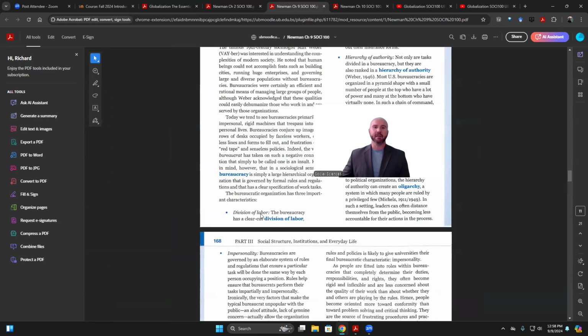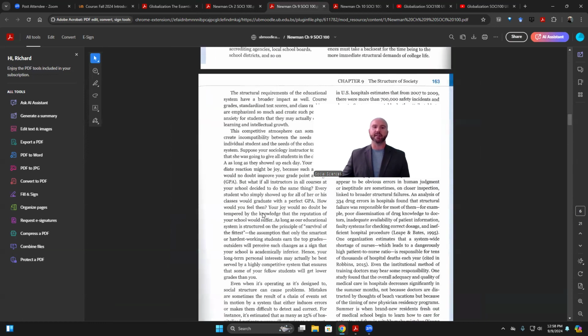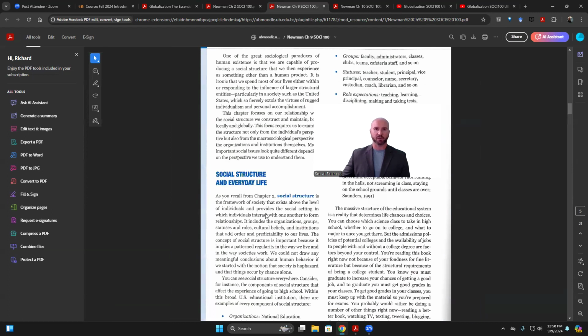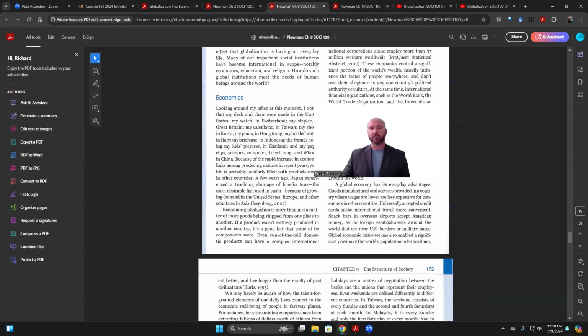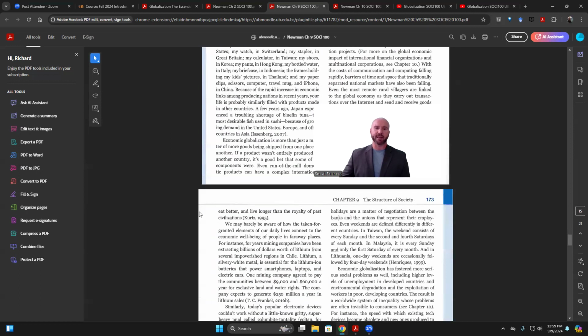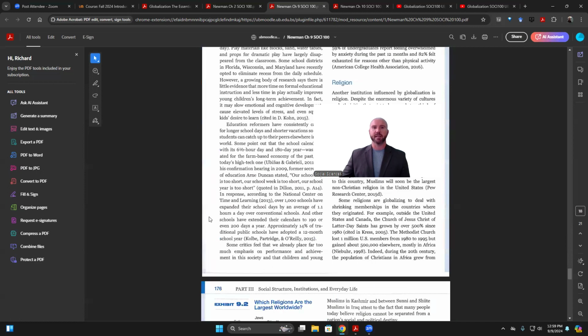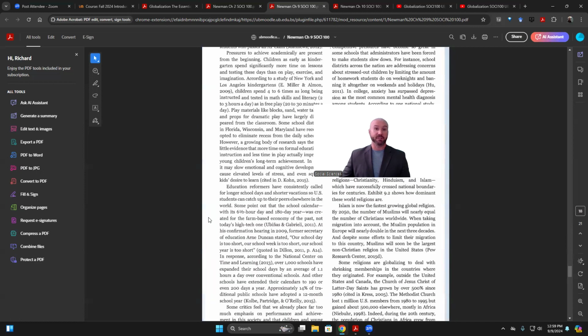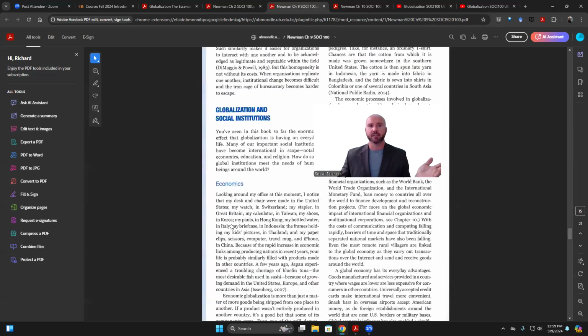In chapter 9, some of the social structures that are indicated in chapter 2 are laid out in much more detail. I want you to ask yourself, though, why it is that when Newman is discussing globalization and social institutions, he spends so much time discussing economics and absolutely no time at all discussing politics, even though in chapter 2, when he says, see chapter 9 for more detail, he defines globalization in terms of politics, but then gives no discussion to it.